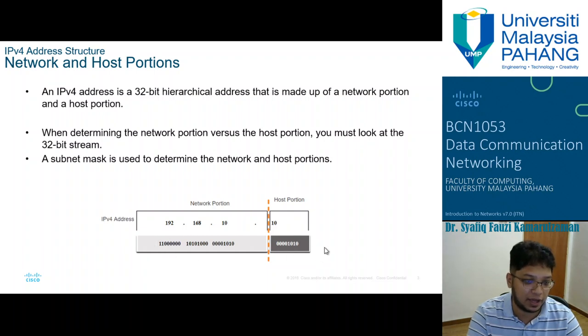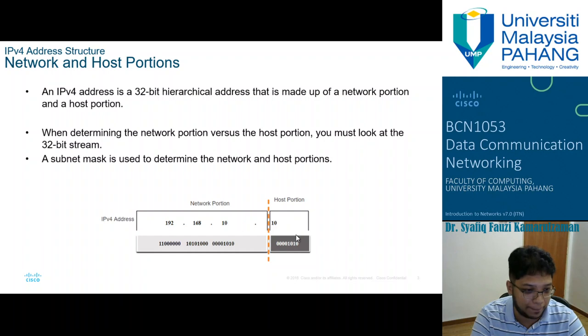Overall, these decimal-looking addresses, four sets of decimal numbers, are represented by binary. The address is originally four sets of 8-bit binaries. In order for us to distinguish the addresses clearly, we often use the decimal translation of this binary. So 192 is represented by this binary, 168 is represented by this binary, 10 is represented by this binary, and the other 10 is represented by this binary.